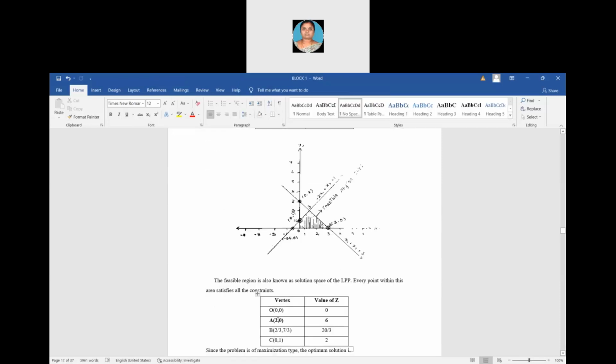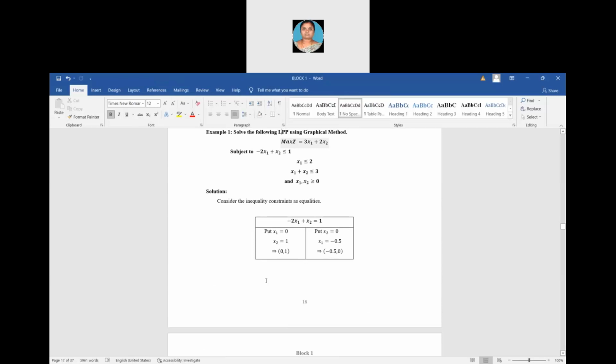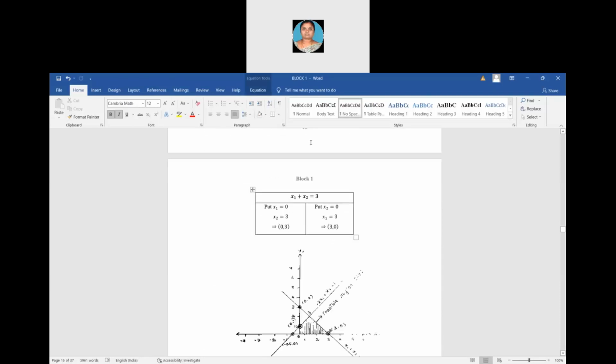Another one is 2 comma 0. Your x1 is 2 and x2 is 0. Now what will you get? 3 into 2 plus 2 into 0. So 2 into 0 will become 0, and 3 into 2 will become 6. So that value only you have to write.